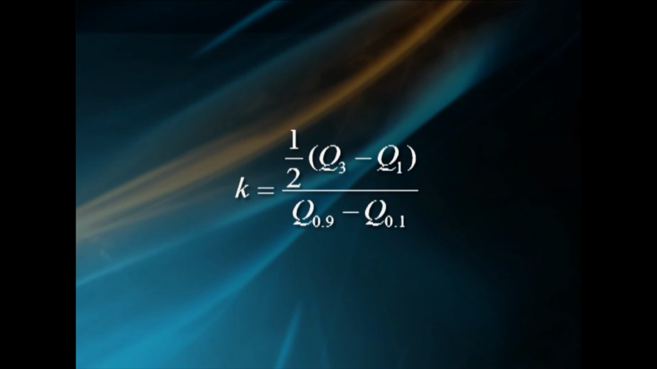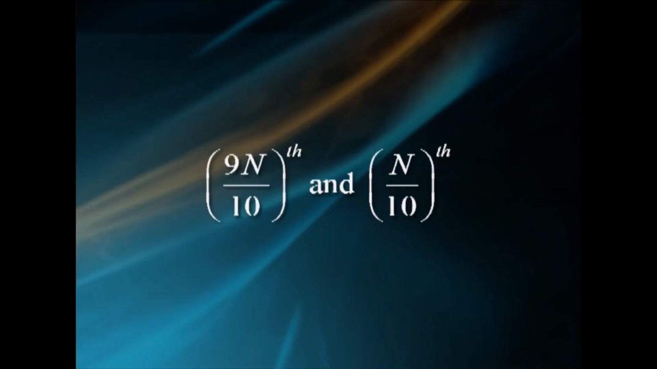2. Measure of kurtosis based on quartiles. Coefficient of kurtosis K equal to 1 by 2 into (Q3 minus Q1) divided by (Q0.9 minus Q0.1), where Q1 and Q3 are the first and third quartiles. Q0.9 and Q0.1 are the observations which come at the 9n by 10th and n by 10th position when the observations are arranged in ascending order of magnitude, or they are called the 9th and 1st deciles. For a mesokurtic distribution, K will be near about 0.25.